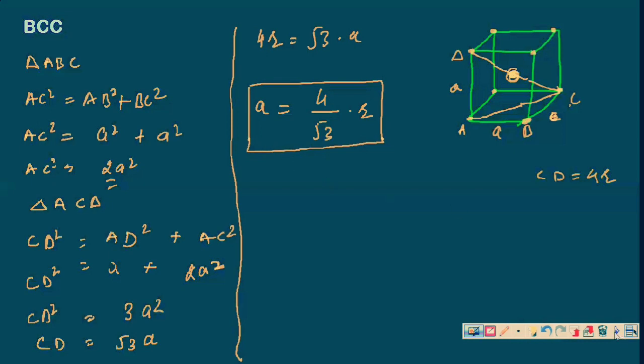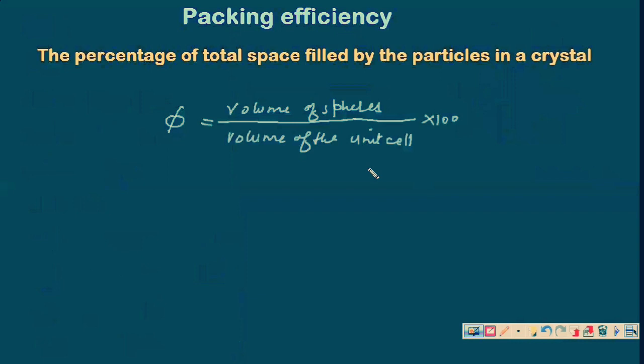Now we'll discuss the packing efficiency in crystalline solids. What is packing efficiency? The percentage of total space filled by the particles in a crystal is called packing efficiency. For that, we have to calculate the volume of spheres and the volume of the unit cell, then divide the volume of spheres by the volume of the unit cell and multiply it by 100. So we are going to calculate packing efficiency in case of SCC, simple cubic cell.